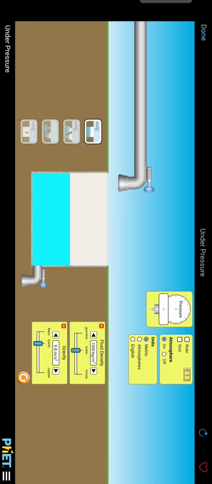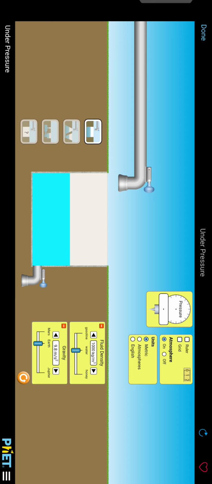So we will start by defining what pressure is. Pressure is defined as the amount of force per unit of area, so we have the formula P equals force over area. But in fluid pressure, the equation is pressure equals density times the acceleration due to gravity times the depth below the liquid.